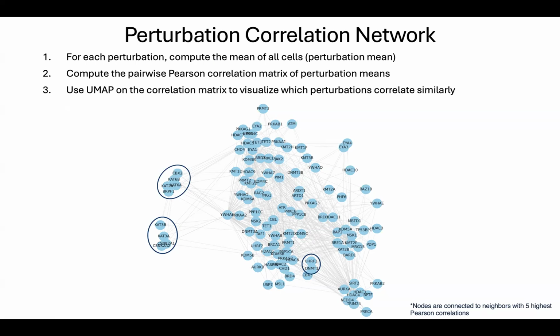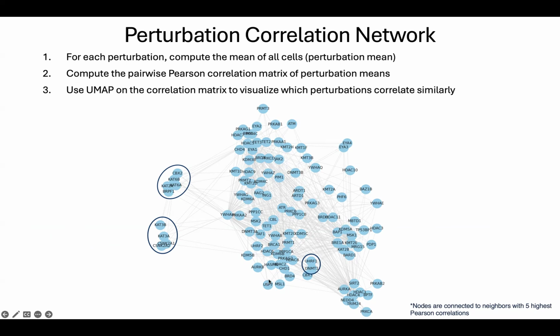Fundamentally, what this means is how closely related are the phenotypes of cells receiving two different perturbations, right? So if two perturbations induce a similar phenotype, they'll have a high Pearson correlation, right? But you can imagine this matrix is pretty large, it's still 100 by 100, so it's hard to exactly visualize what perturbations cause similar phenotypes. So we run UMAP on the correlation matrix to help us visualize which perturbations correlate similarly. And so here is where we create this plot.